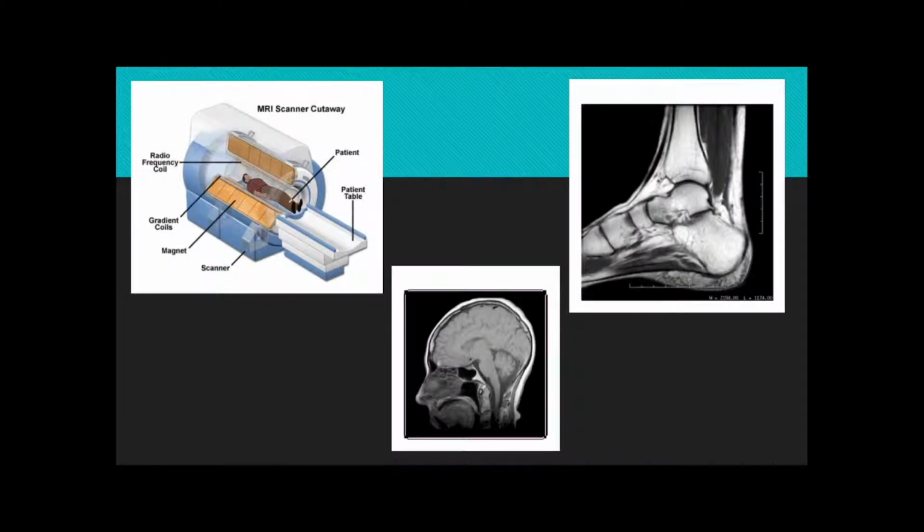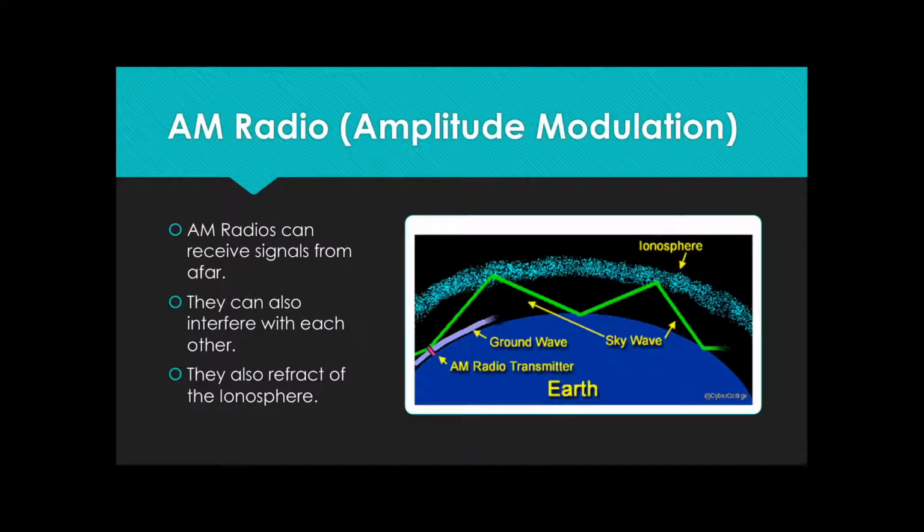So here are some pictures of an MRI machine and kind of what pictures come out of an MRI machine. So if you look at the picture there, you can kind of see where the radio frequency coils are that give off the radio waves, and the magnet is inside the machine. And then if you're looking at the two pictures of the foot and the brain there, this is what the MRI will show.